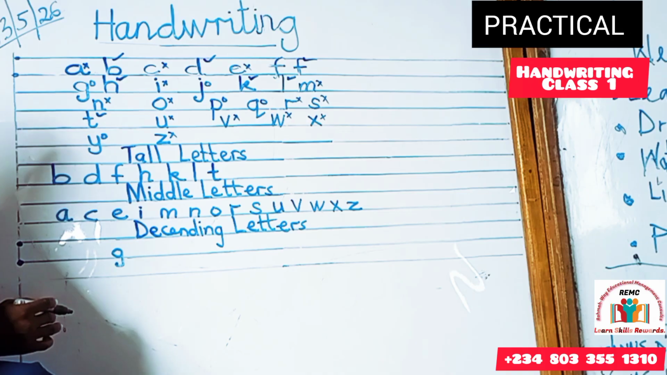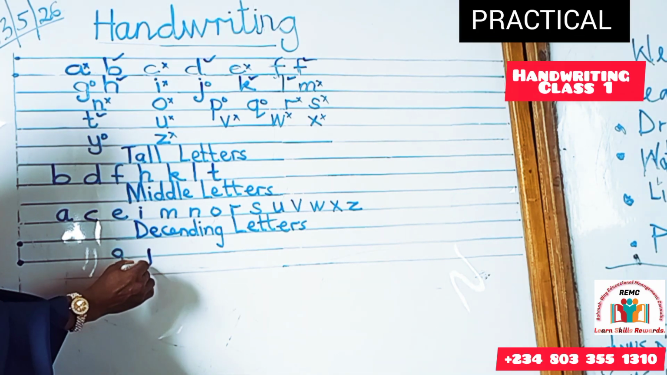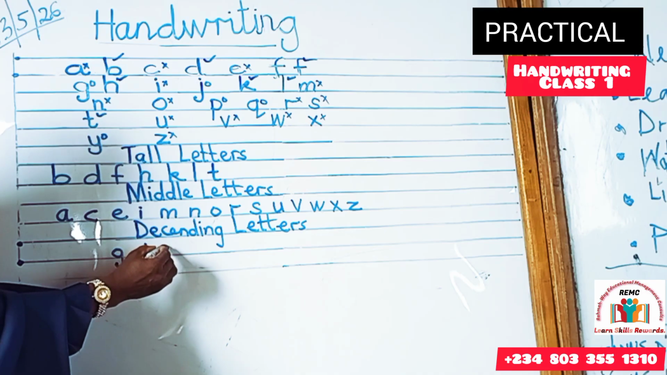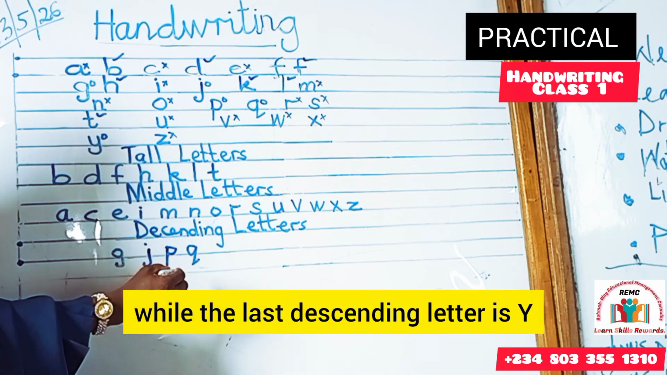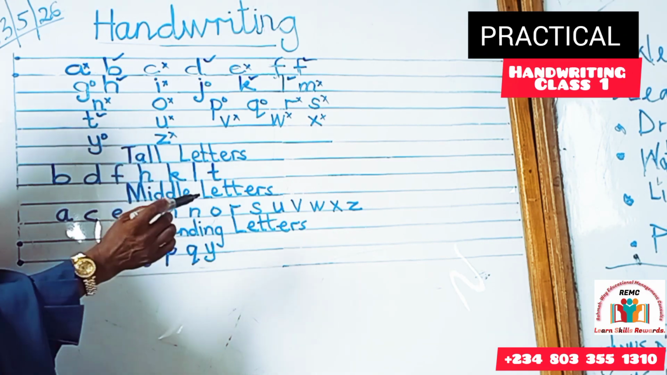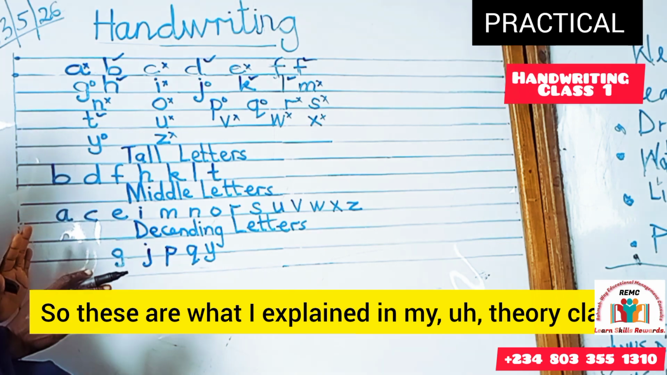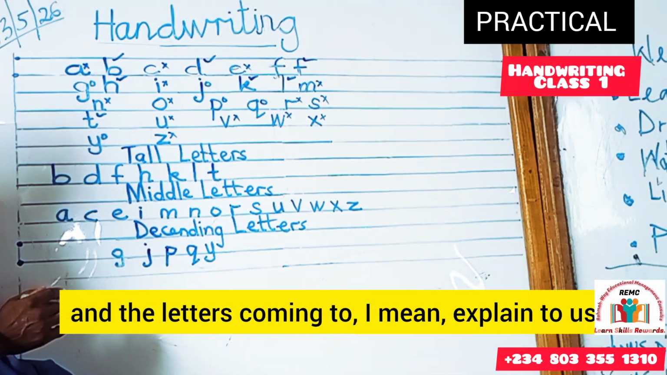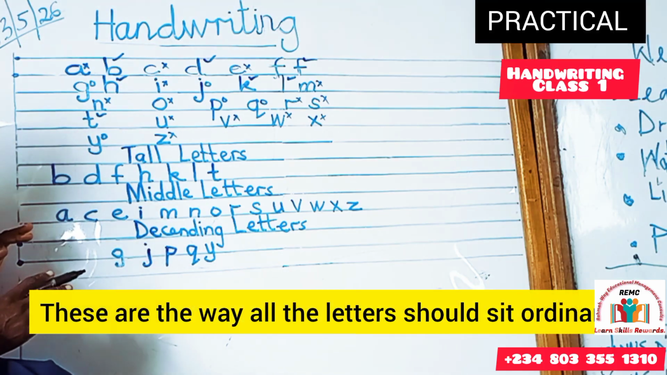So now, the next letter there is J. The next there is P. The next one is Q, while the last descending letter is Y. So these are what I explained in my theory class, where I was trying to use my hand and the letters to explain to us. These are the way all the letters should sit ordinarily.